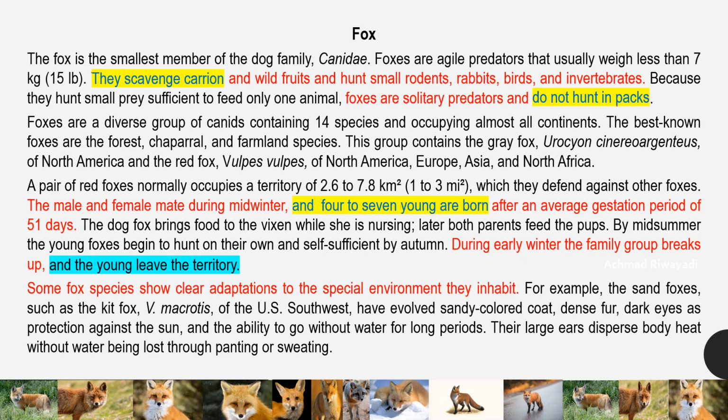Yang kelima, some fox species show clear adaptation to the special environment they inhabit. Kata kuncinya adalah show clear adaptation, menunjukkan adanya adaptasi yang jelas. Maksudnya, beberapa jenis rubah, contohnya adalah rubah pasir, menunjukkan adanya adaptasi yang jelas pada lingkungan yang mereka tinggali.